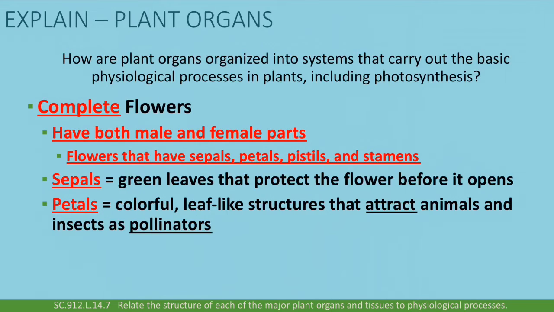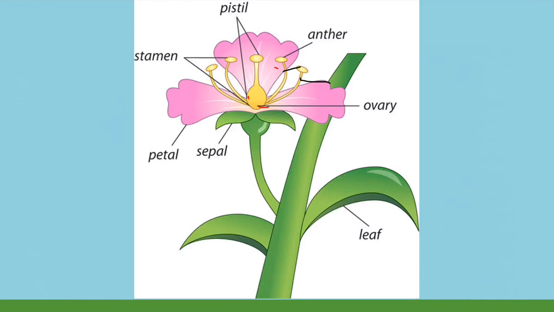Flowers that have sepals, petals, pistils, and stamens. As you look here at this picture, this is going to be a complete flower. It has sepals, petals, stamens, and pistils.